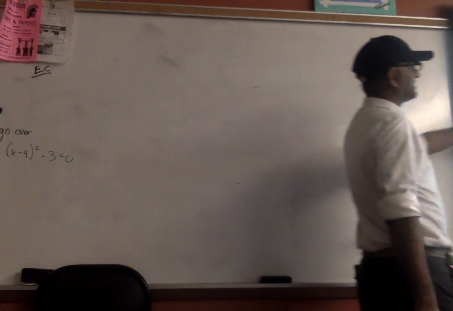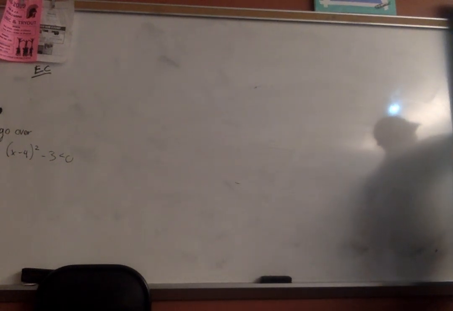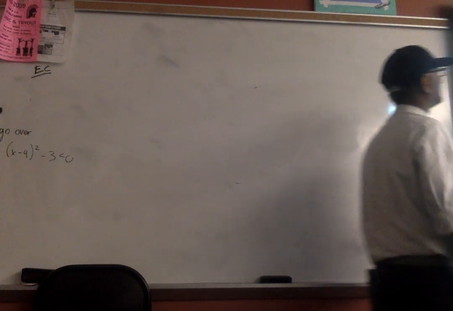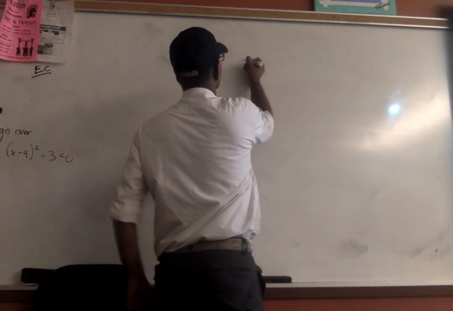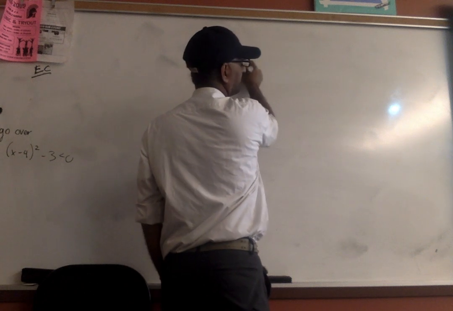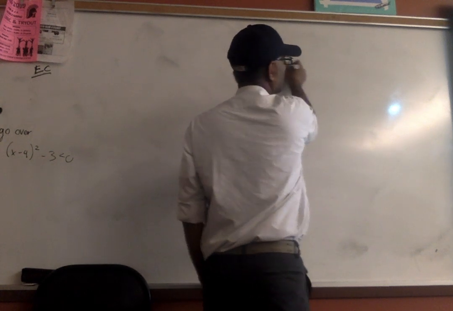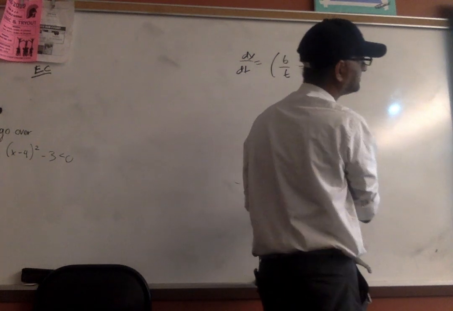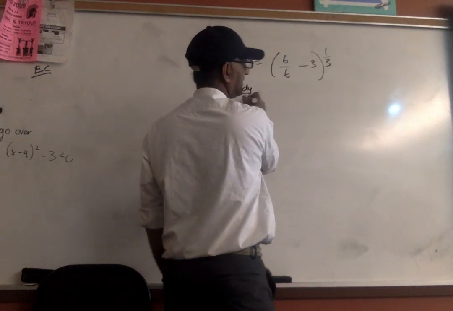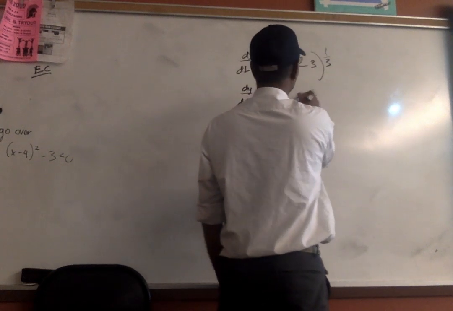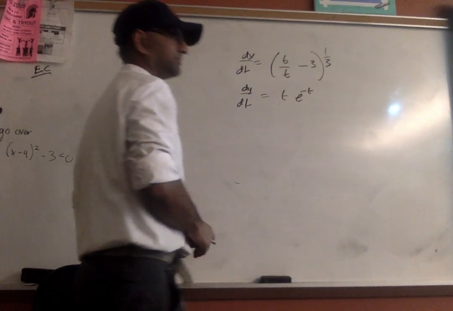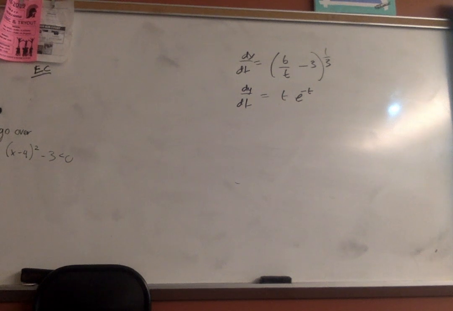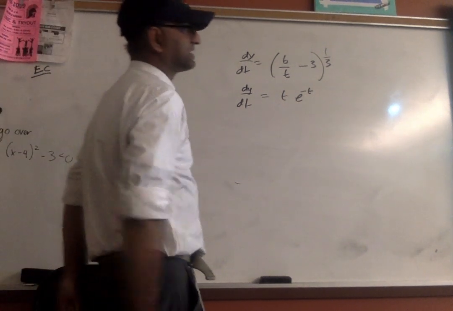Okay, copy down this piece. It's a parametric question. Copy down that piece of information and then process that information yourself. So they give you dx over dt equals 6 over (t minus 3) to the power of 1/3, and then dy over dt equals t e to the power of negative 2.